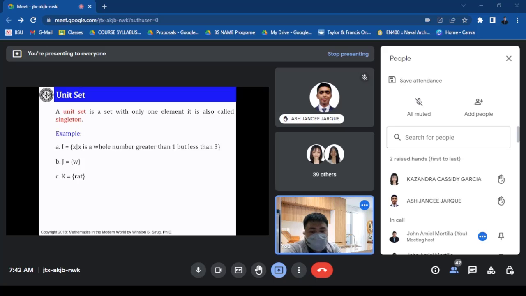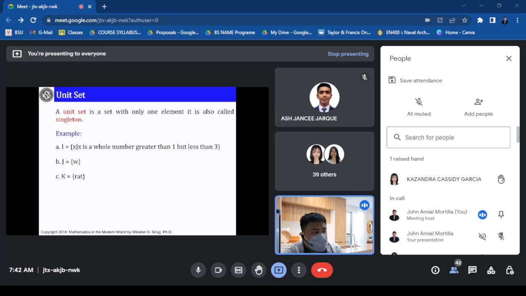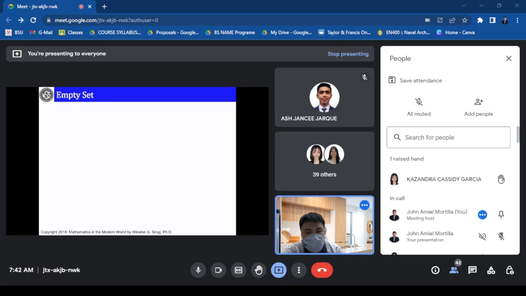So, letter C. So, K is equals to rat. So, very specific. So, empty sets. Empty set is a unique set with no elements or null set. It is denoted by the symbol na 0 na may slash, or kung makakakita kayo ng brackets lang, yan. So, it is an empty set.